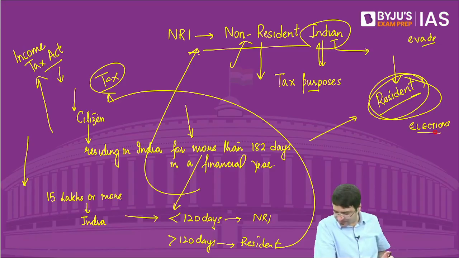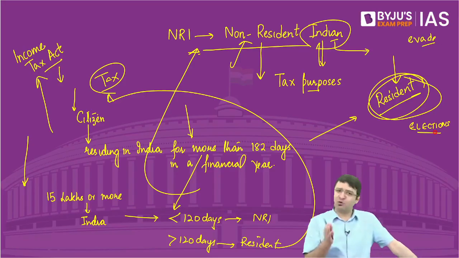Present immigrants are considered NRIs. If they stay outside India for more than 182 days, they become NRIs.